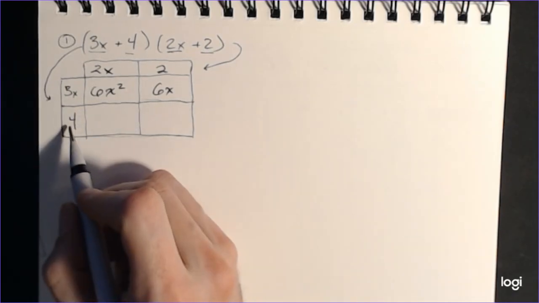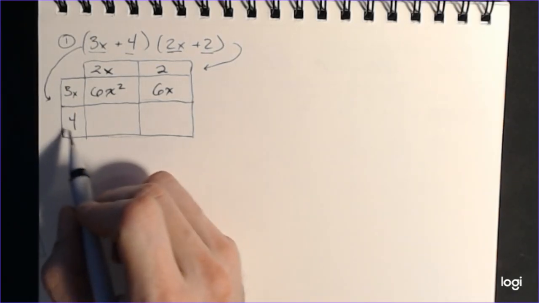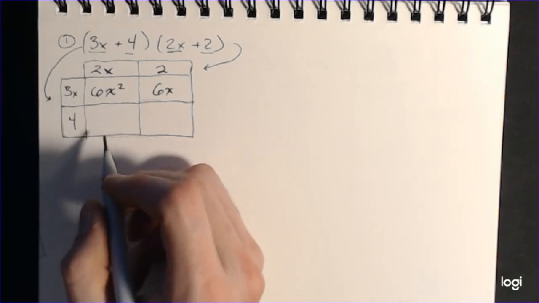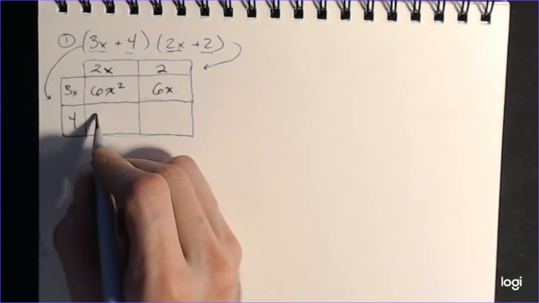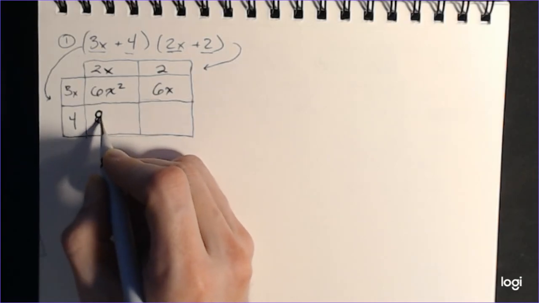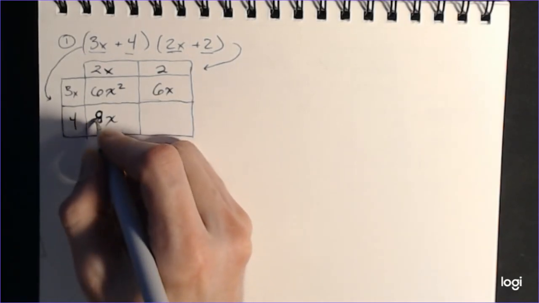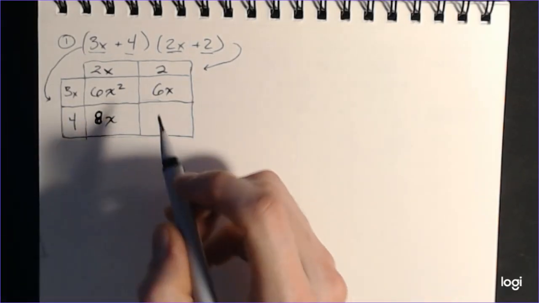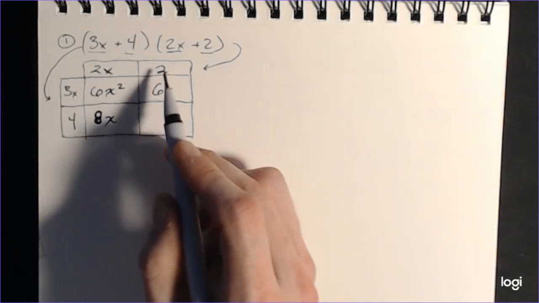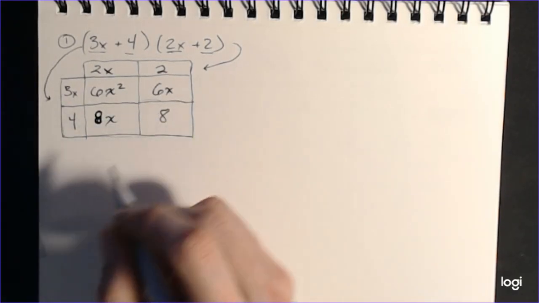Okay, now here, this box to the left of it on its side is the 4, and if we go up to the top, it's 2x. So we multiply those together. 4 times 2 gives us 8x. Clean that up. And then for this one, we go over here, it's a 4, and we go to the top, it's a 2. 4 times 2, we get 8.